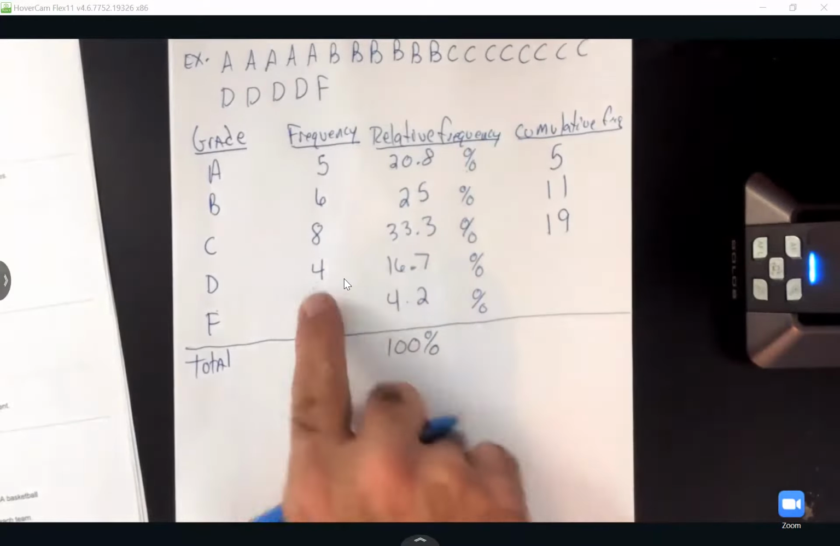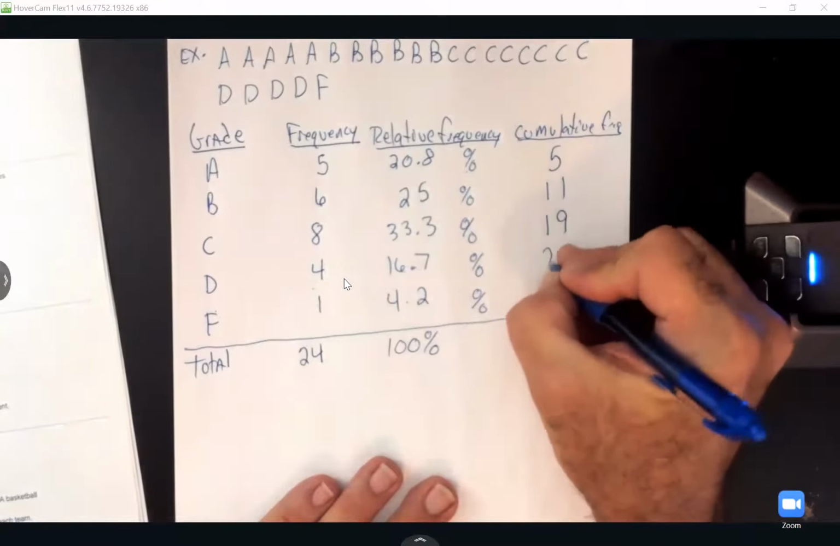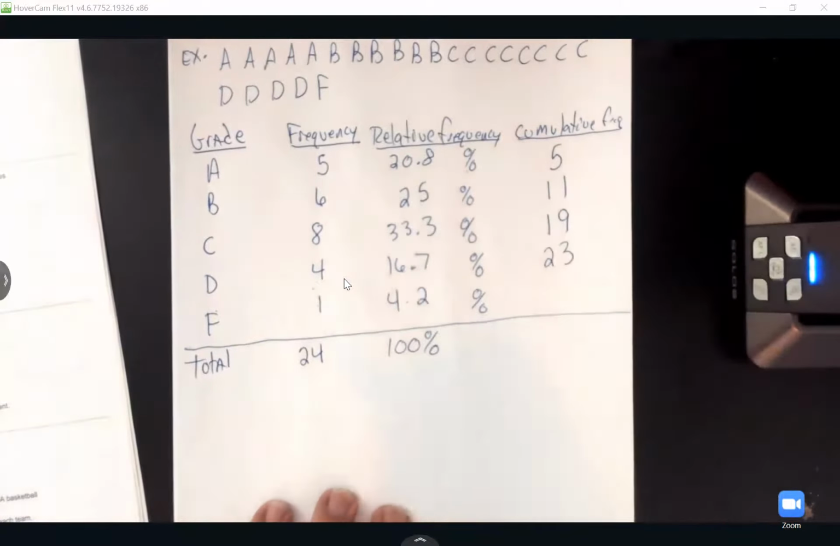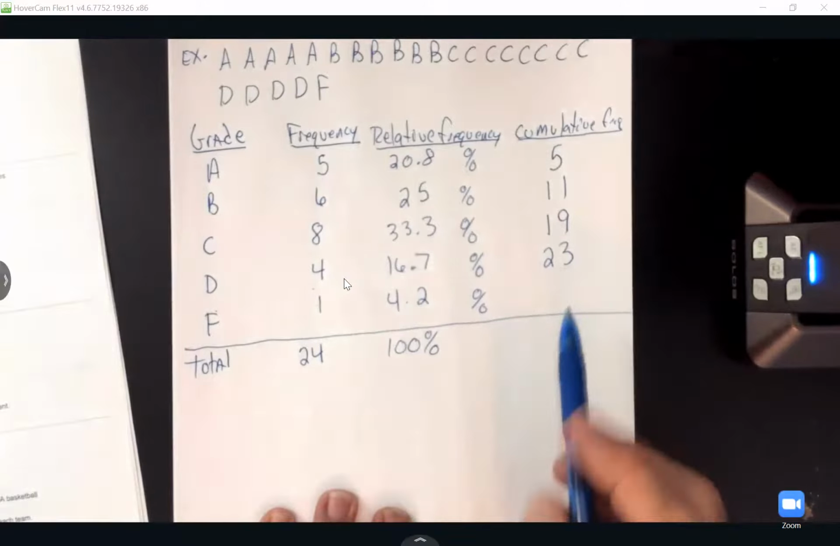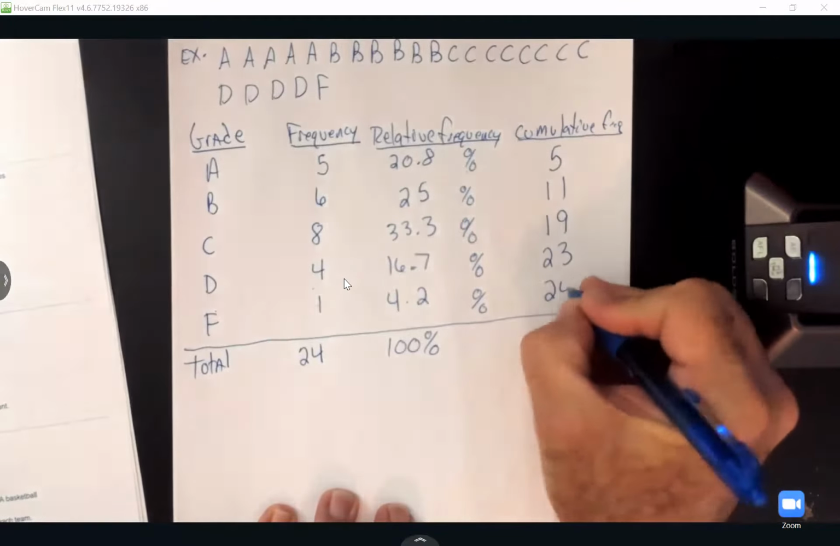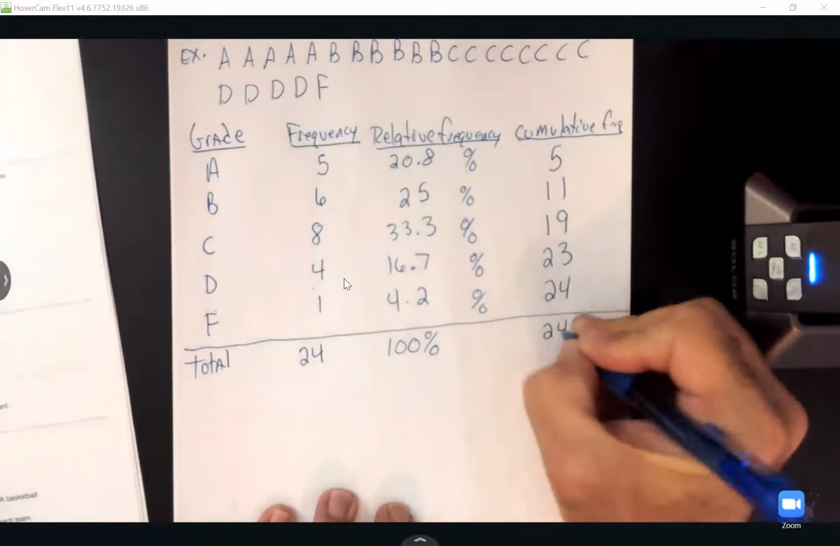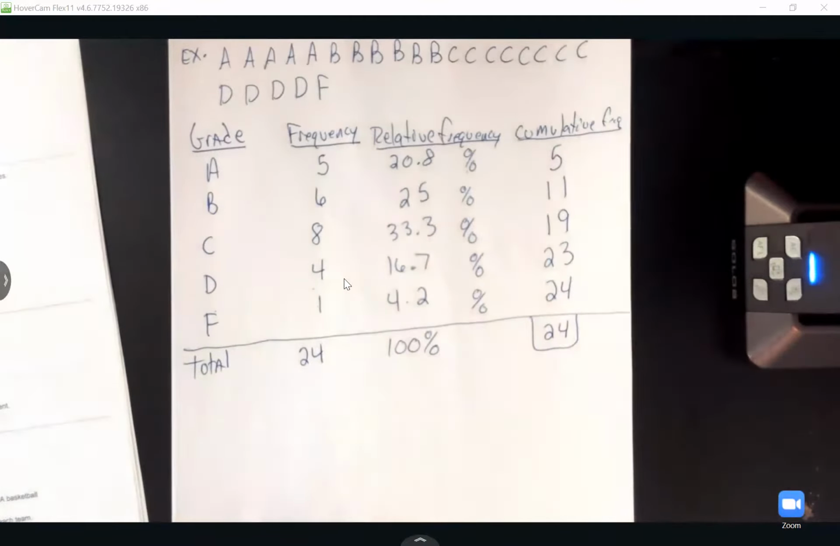All right, so what's next? 19 and 4, 23. And then my final category, 1 plus the 23 ahead, makes that a total of 24.